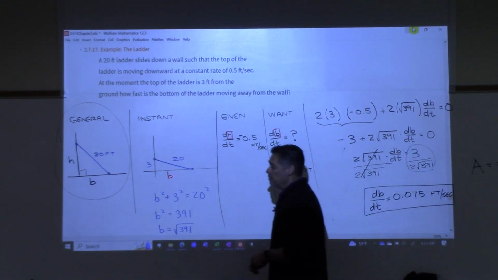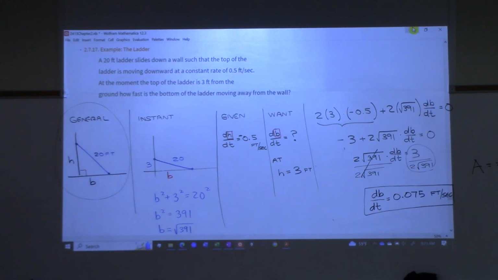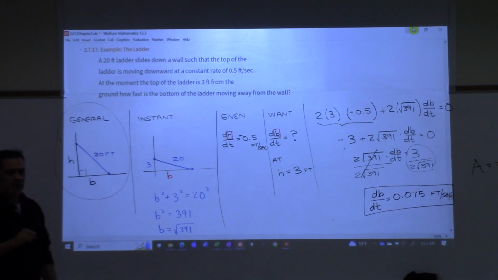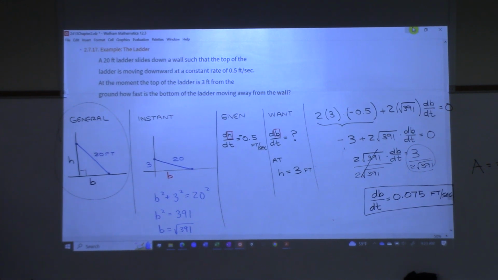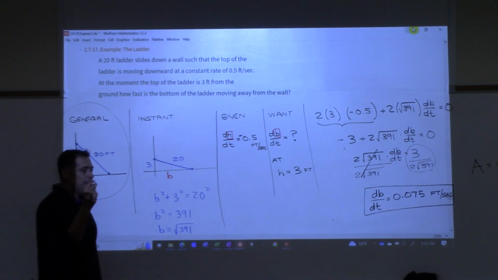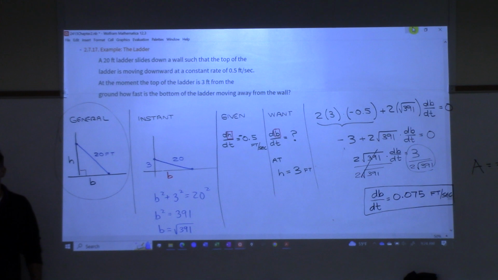So if you have a 20-foot ladder sliding down a wall, where the tip of the ladder is moving at 0.5 feet per second down the wall, then at the moment the tip of the ladder is 3 feet off the ground, the base of the ladder will be moving away from the wall at approximately, because I rounded, 0.075 feet per second. Now, an instant later, that speed's different, right? So these problems are only good for telling us what happens at instants in time. Which you might sit there and go, well, why would you ever need to know that?